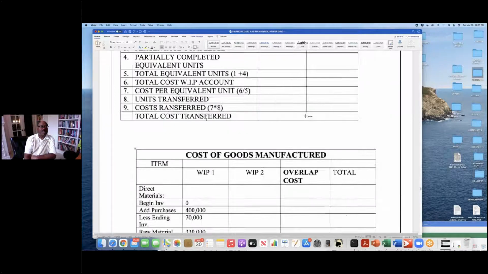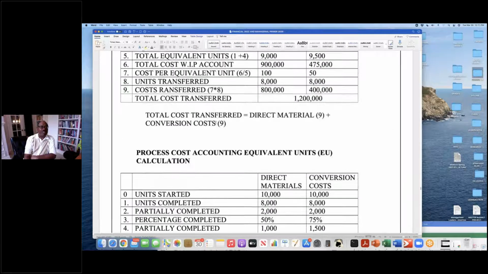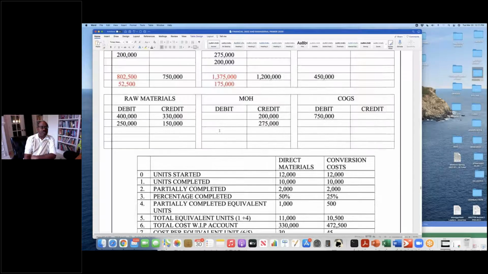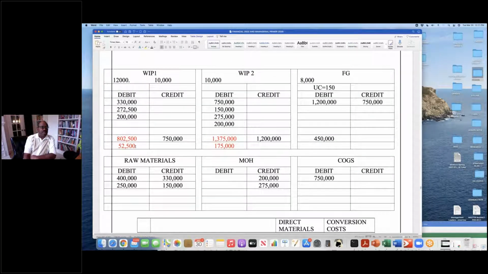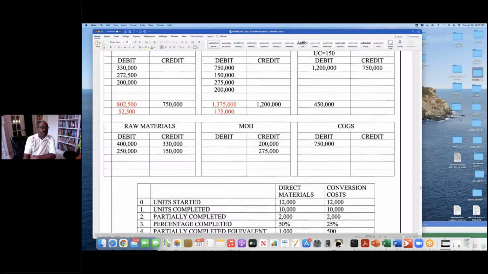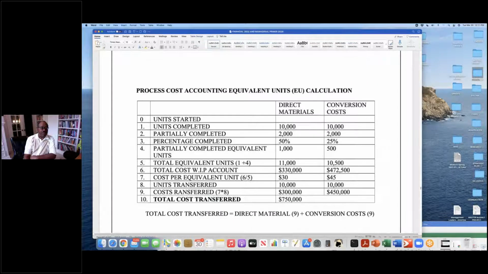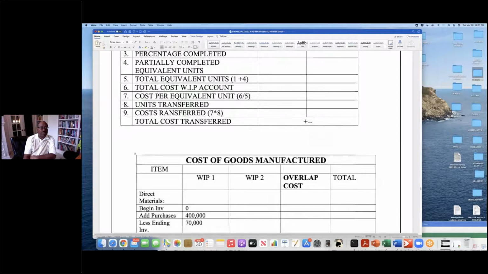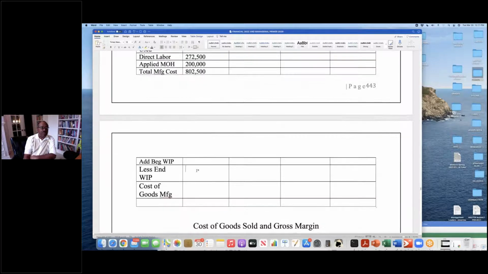Yeah, I don't really know. So yeah, T account focus as usual. 52.5. Yeah. And so the cost of this manufacture was what? 750,000.